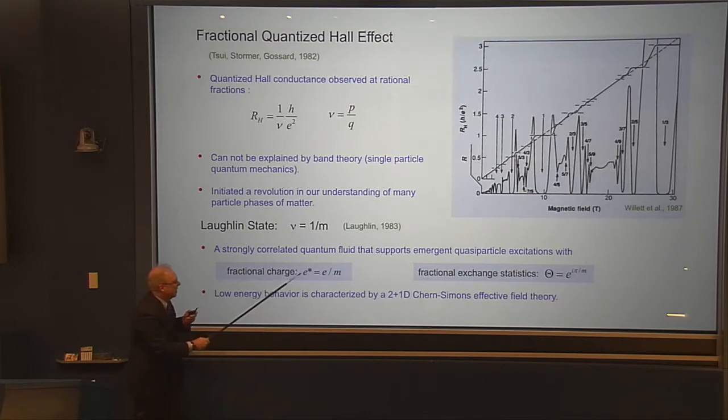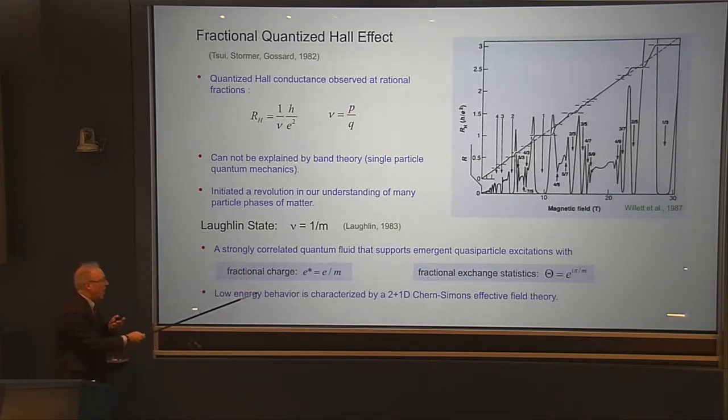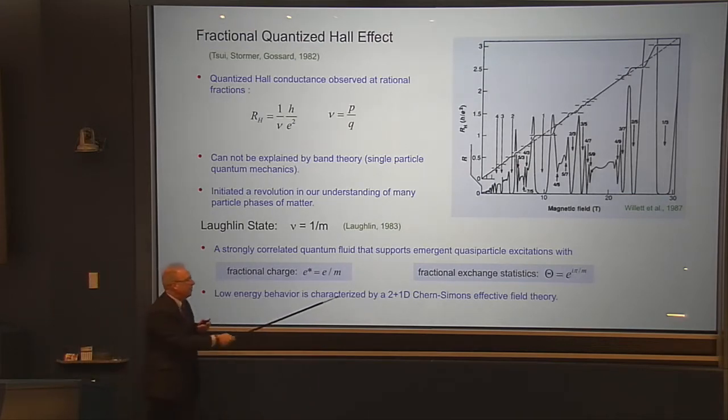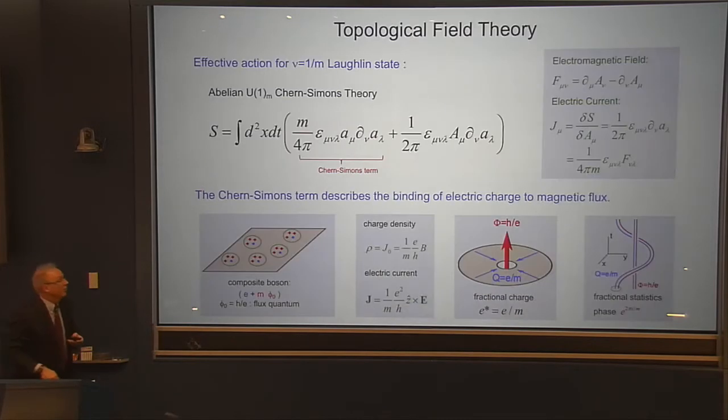And in particular, Laughlin figured out a way of understanding this, which predicted that this quantum Hall state is a very exotic state which can support fractional charge and fractional statistics. And the way we understand this now is that the low energy behavior of this fractional quantum Hall state is characterized by a Chern-Simons effective field theory.